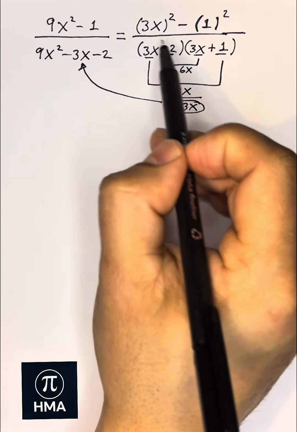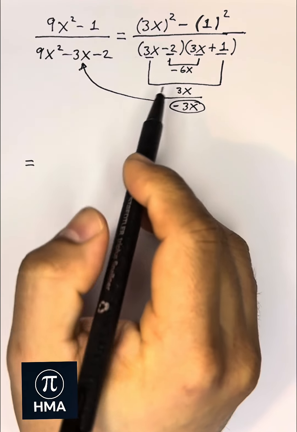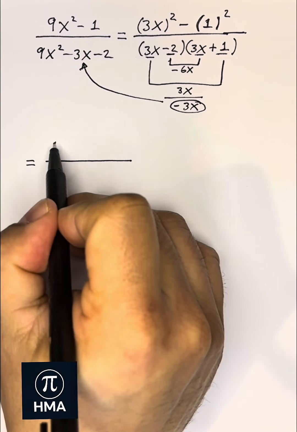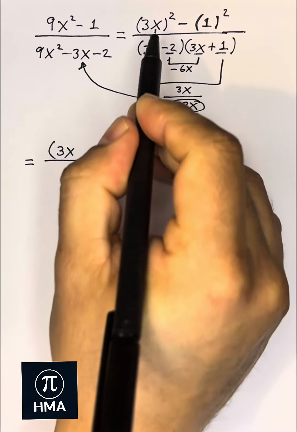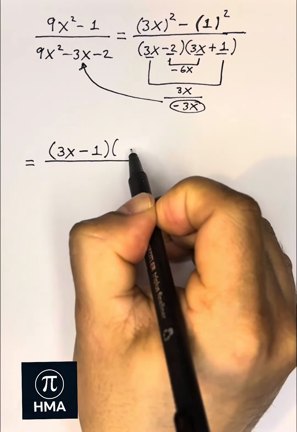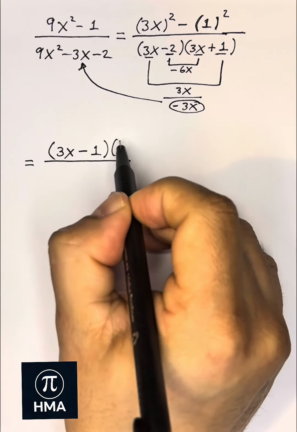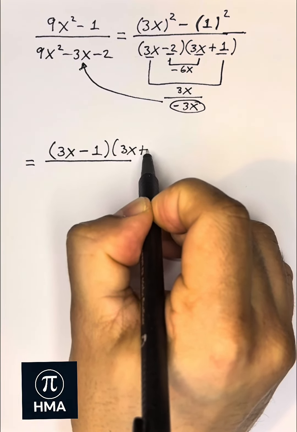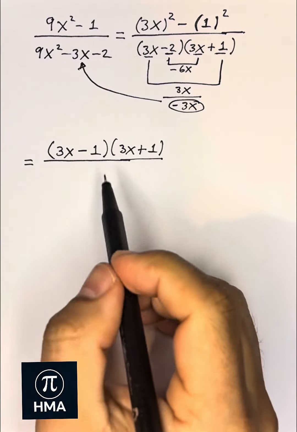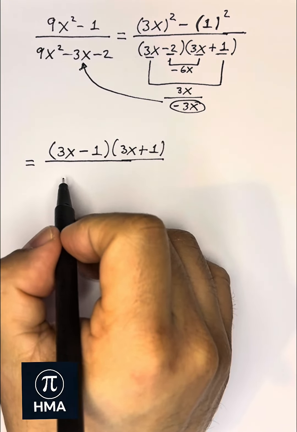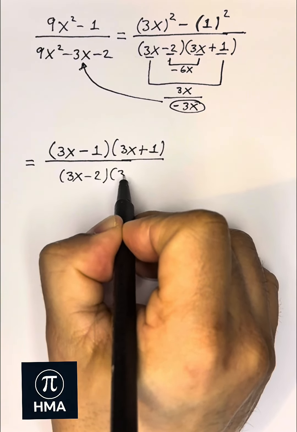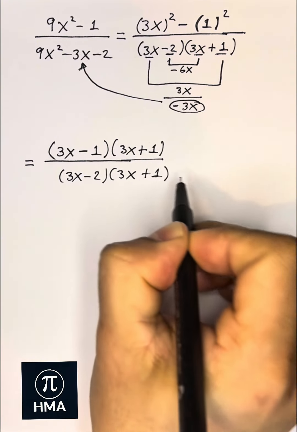So what will happen with the numerator? If we have a difference of squares, this could be factorized as conjugate binomials. I will take the first term, 3x, as it is without the square, minus 1, the second term, and then I will repeat the same but changing the sign in the middle. This will be 3x plus 1. This is the factorization of a difference of squares. Then we have in the denominator, as we wrote before, 3x minus 2 and 3x plus 1.